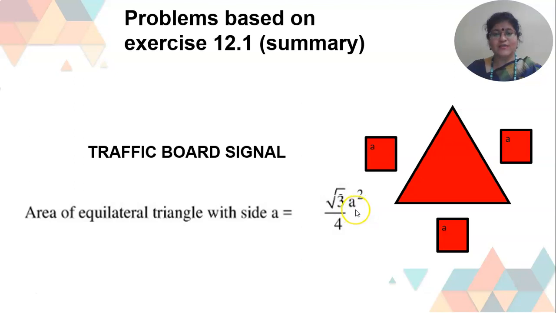Then we calculated the value of a. It was given in the problem that the perimeter of the triangle was 180. Since the perimeter of the triangle was given, we could calculate each and every side of the triangle. And then we substituted that in the area. So this is how we had done question number 1 of exercise 12.1.